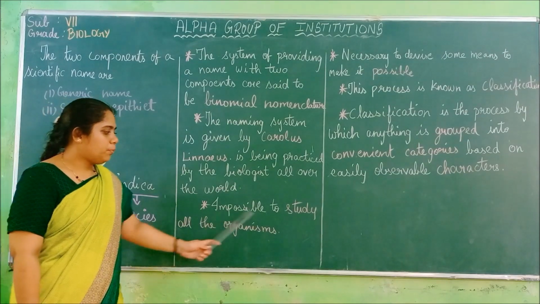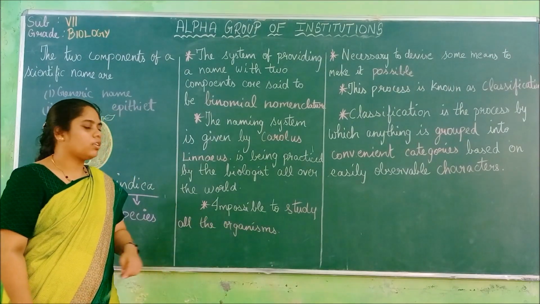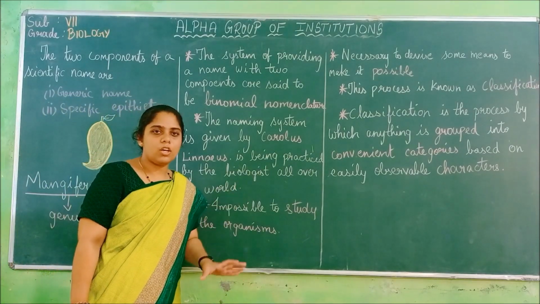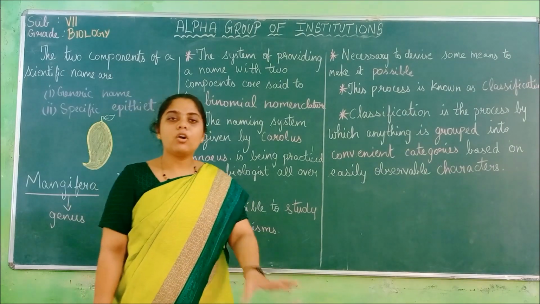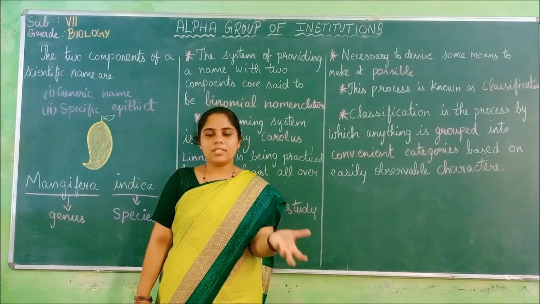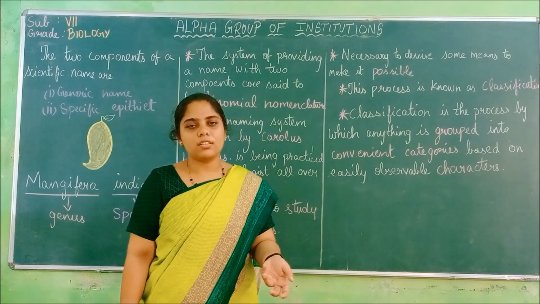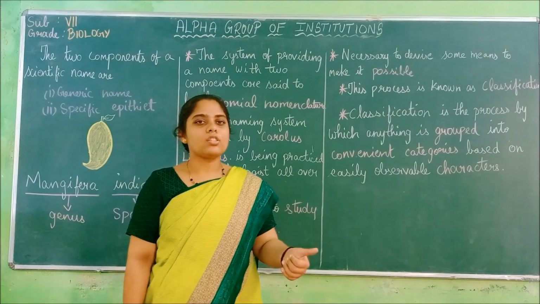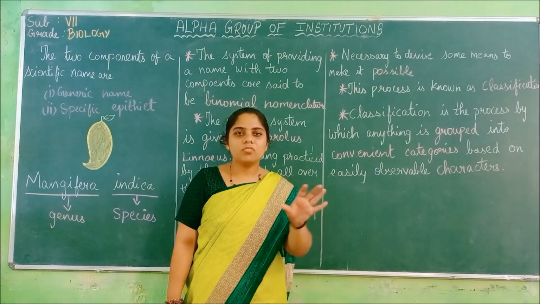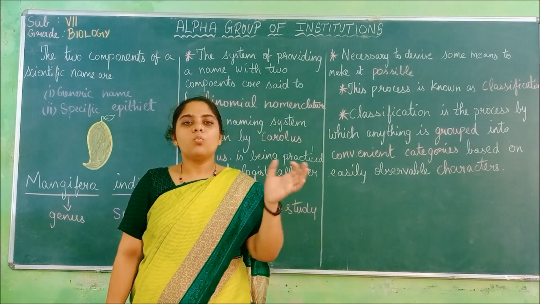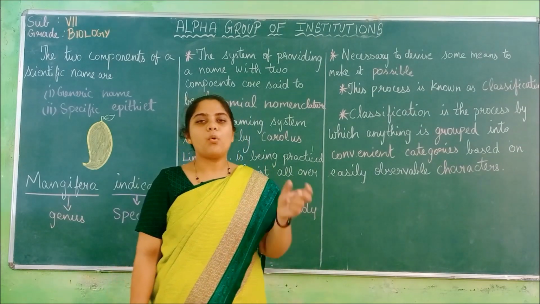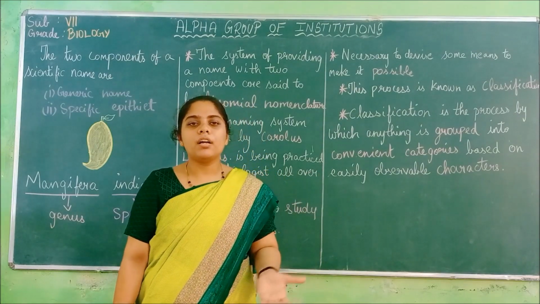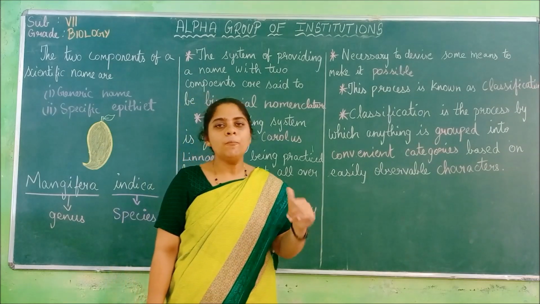And it is impossible to study all the organisms. We cannot study all of them because it is impossible. Why? Because of the number. If it is in tens, hundreds, or thousands, there is no problem. We can learn them one by one. If it is in lakhs also, it's okay. But on the earth, there are 1.7 to 1.8 million organisms. So you should imagine the number of species on the earth.